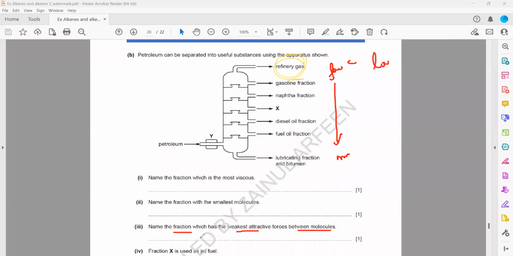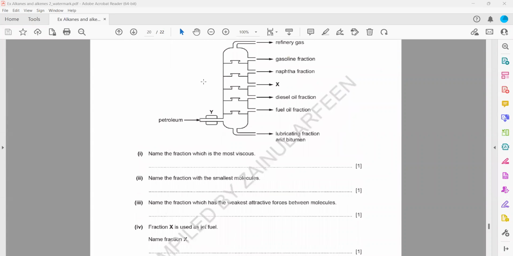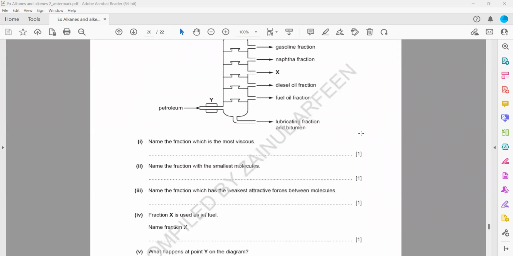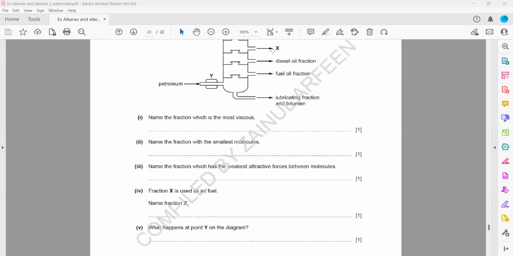The fraction X is used as a jet fuel. Name the X. Kerosene or paraffin oil. Kerosene or paraffin oil is used for jet fuel. Then what happens at point Y on the diagram? It vaporizes: heating of petroleum, vaporizing.